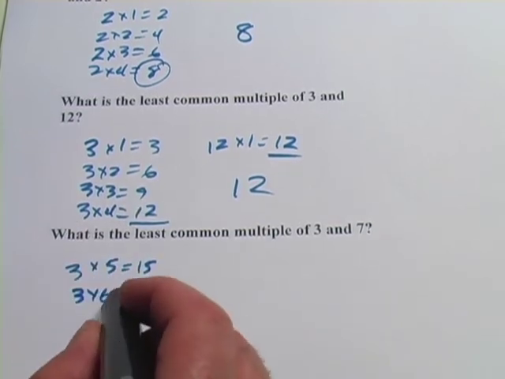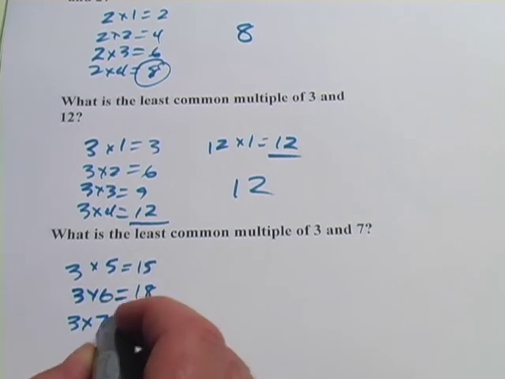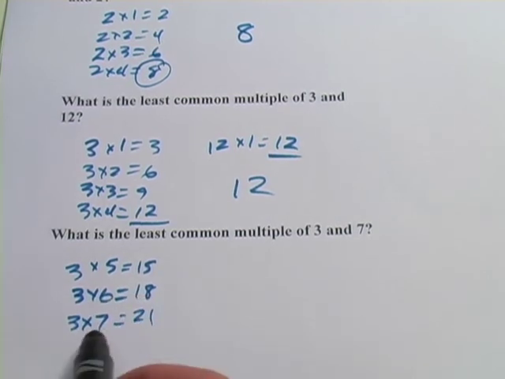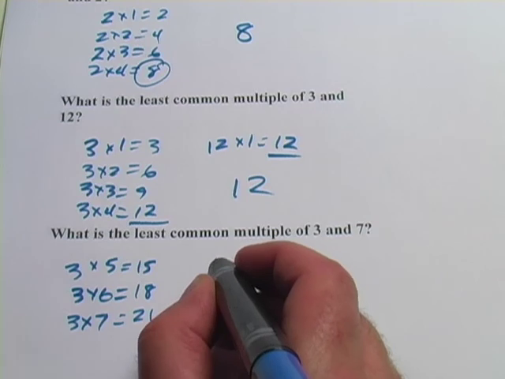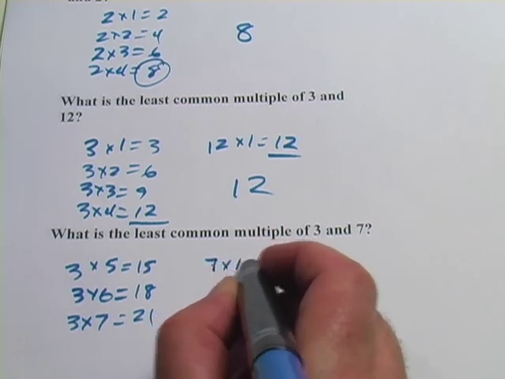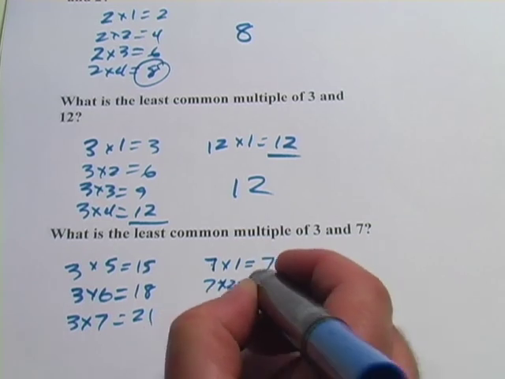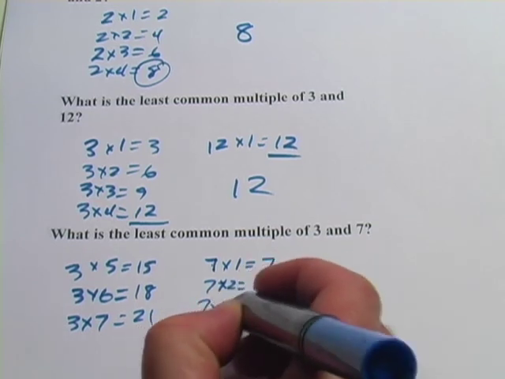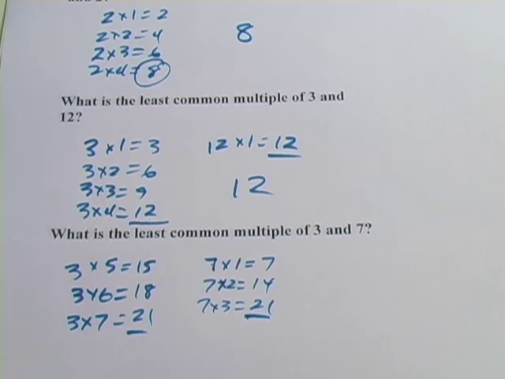3 times 6 is 18. 3 times 7 is 21, and now I have my antenna up because if 7's in here, I know it's going to be a multiple of 7. Multiples of 7, 7 times 1 is 7, 7 times 2 is 14, and 7 times 3, 21. So that's our least common multiple, 21.